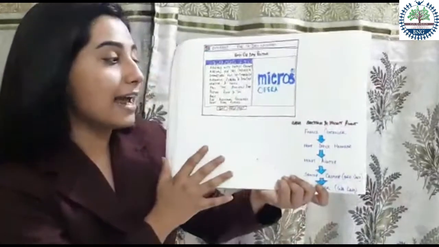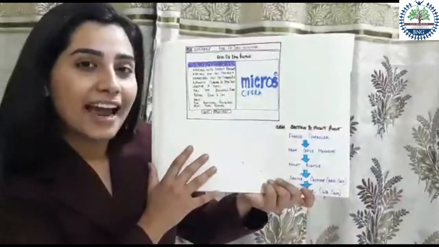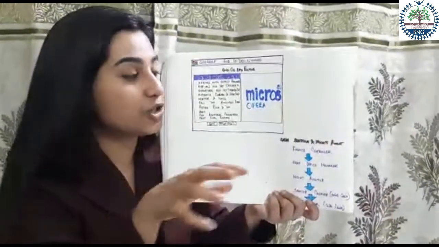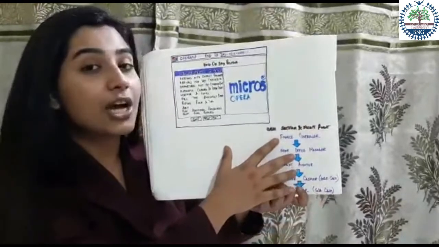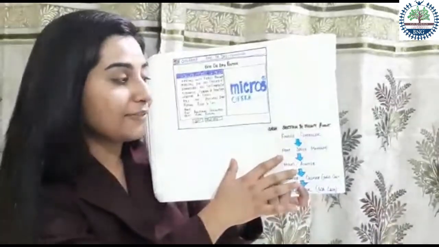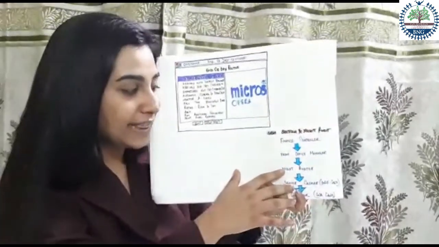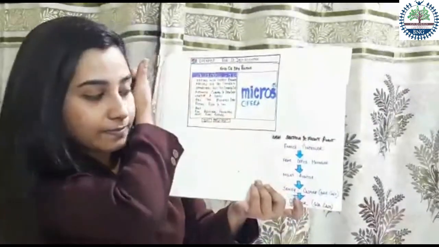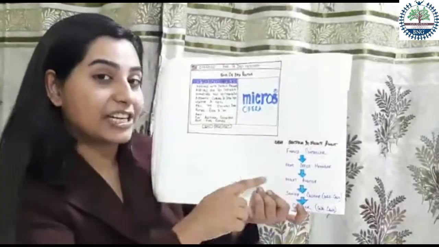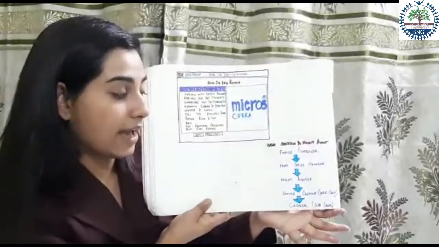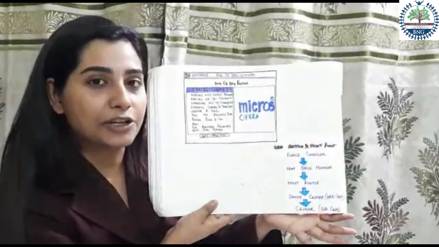First, let's understand cash section and night audit. Who are the people who are in charge? The first person in charge is the finance controller. Then we have the front office manager. Then we have the night auditor. Then we have the senior cashier. And at the end, we have the associate cashier.